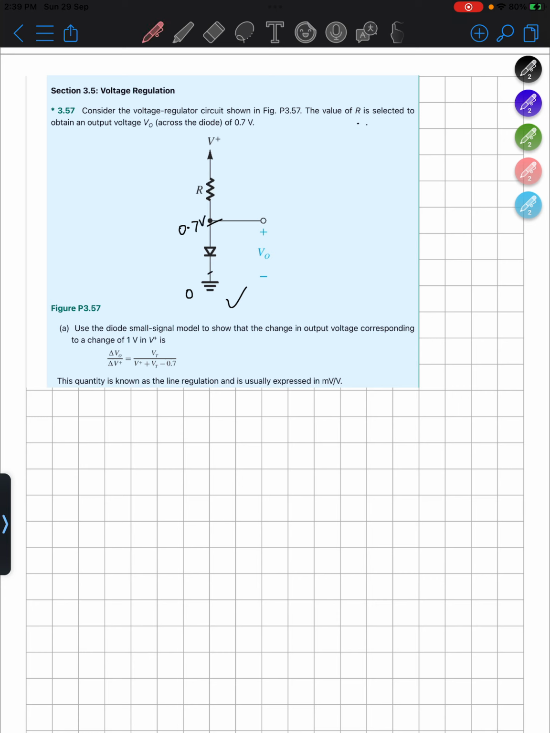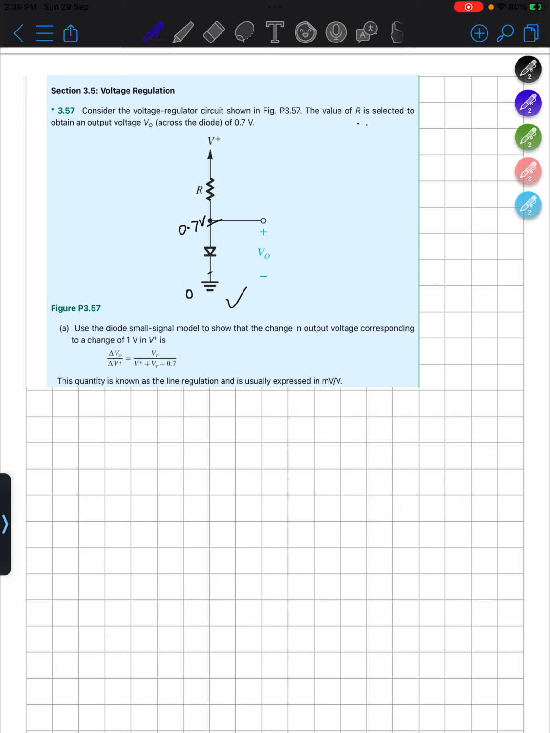And we have to use the diode small signal model to show that the change in output voltage corresponding to a change of 1 volt in V plus is del V naught over del V plus is equal to V thermal voltage over V plus V thermal voltage minus 0.7 volt. And this quantity is known as the line regulation and usually expressed in millivolt per volt.